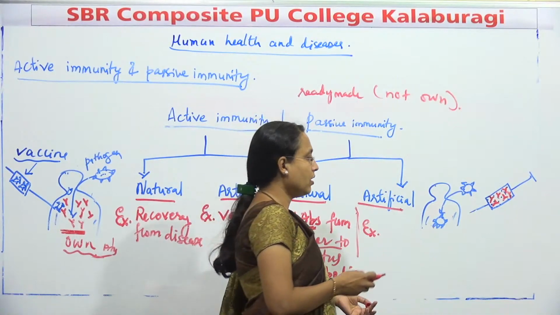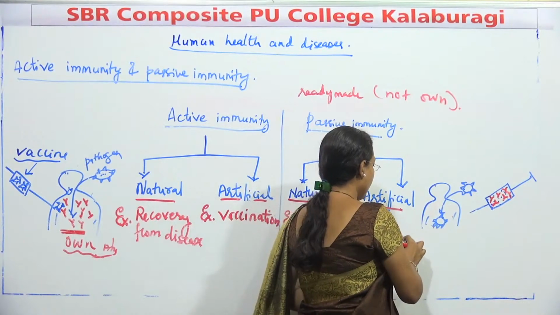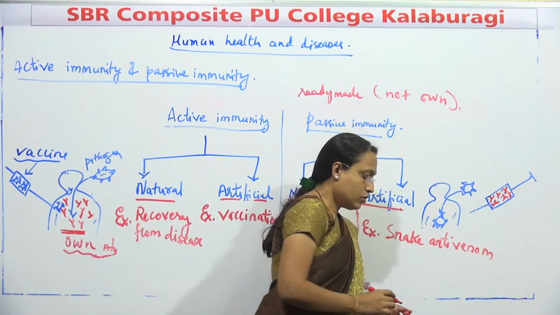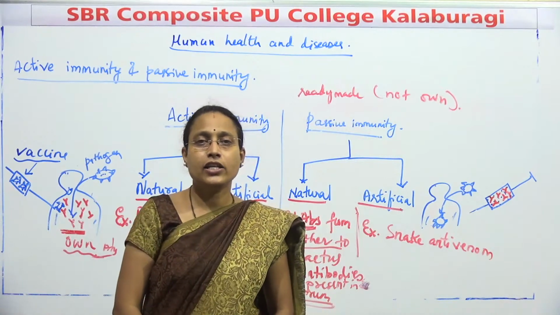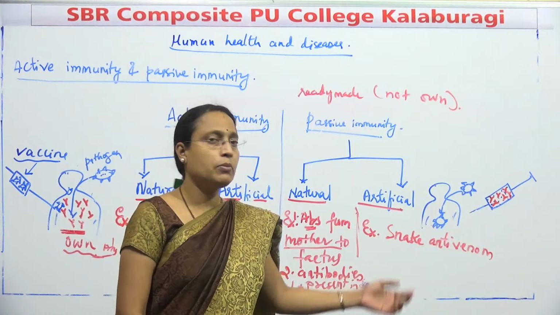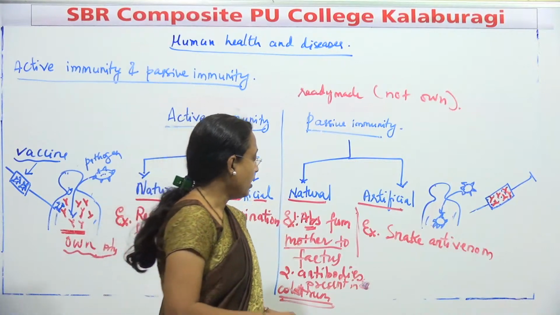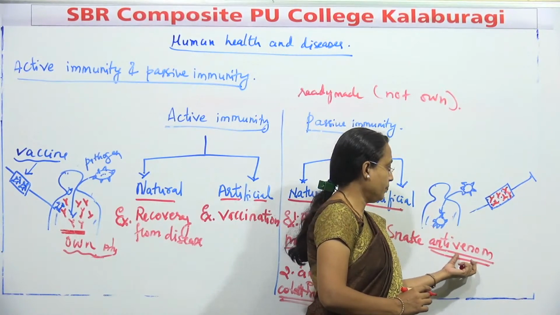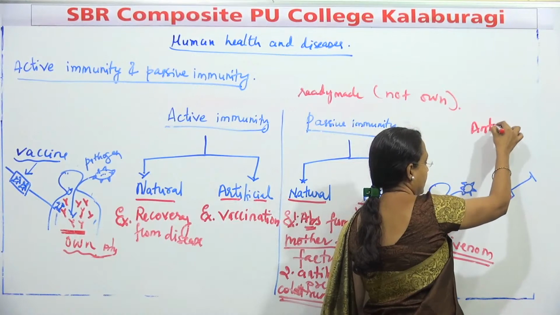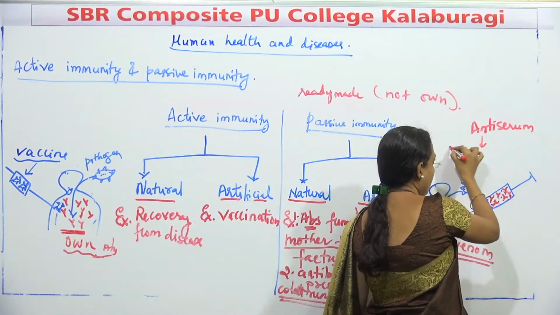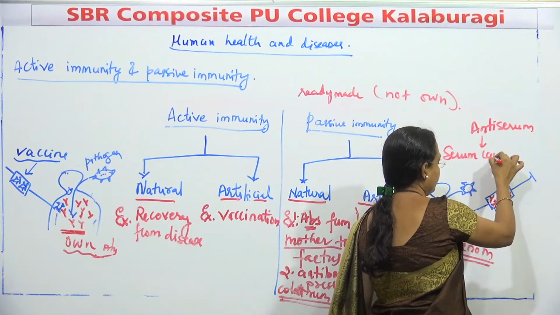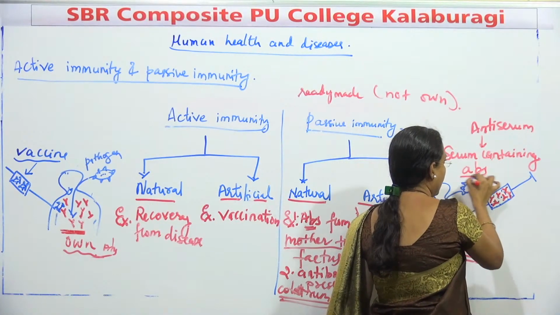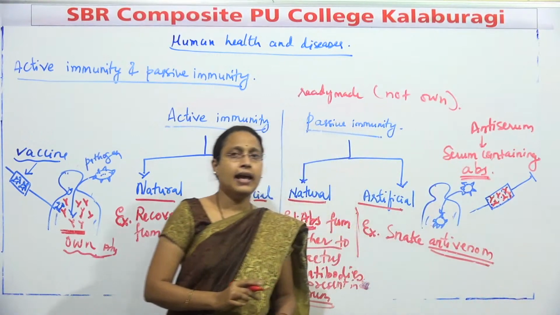Okay, so an example of them will be snake anti-venom. The venom of the snake will have proteins that can act as an antigen. So they have to be neutralized by anti-serum. Anti-venom is nothing but an anti-serum. That is serum containing antibodies. Serum containing antibodies is called anti-serum.